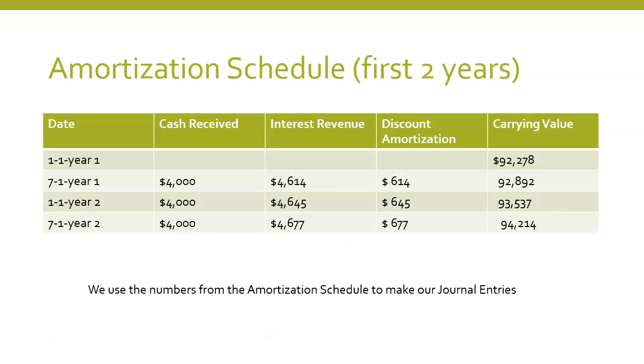Now, just like we did for Chapter 14, the carrying value starts out with how much cash was paid or received, in this case paid, and that carrying value is going to go up all the way till it hits the $100,000 mark 5 years from now, and then we will get that $100,000 back. Now, the cash received for interest is $4,000. How did we get that $4,000?